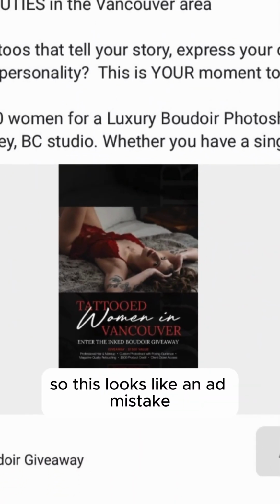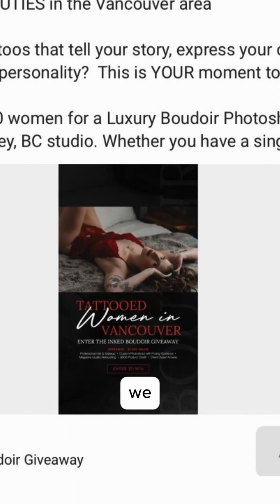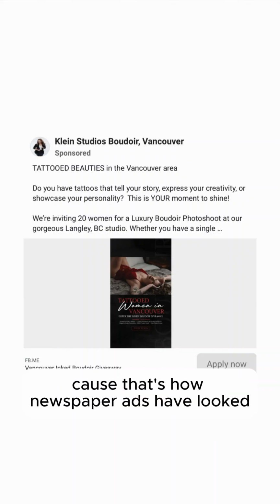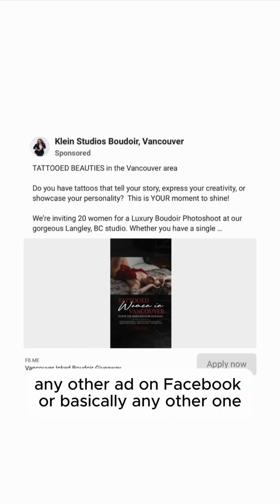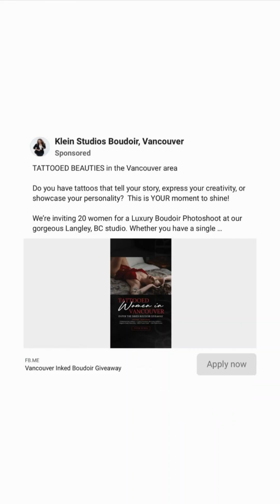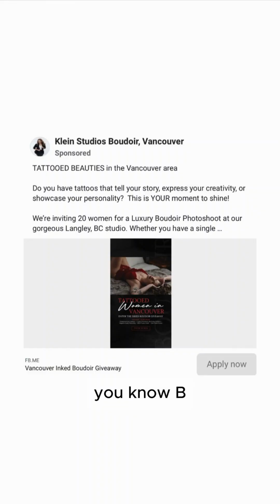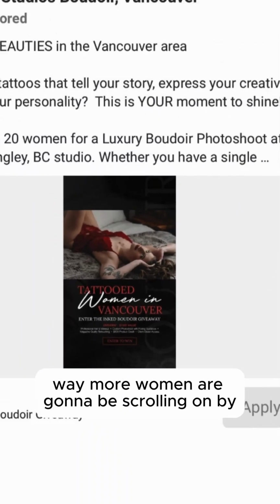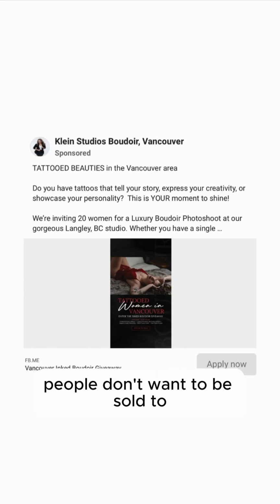Creative. All right, the creative looks like an ad, so it's the looks-like-an-ad mistake. The false belief that caused us to make this mistake is we believe our ads should look like ads because that's how newspaper ads have looked, magazine ads have looked, TV commercials have looked, and any other Boudoir Facebook ad on Facebook. They all look like ads. But again, BLCS is the most common thing I'm seeing because everyone's making these same mistakes. So the consequence of this is way more women are going to be scrolling on by, and our ads not entering their brain because people don't want to be sold to.